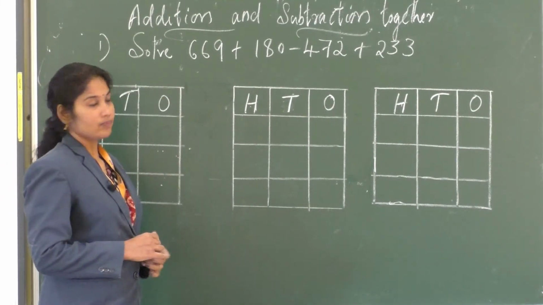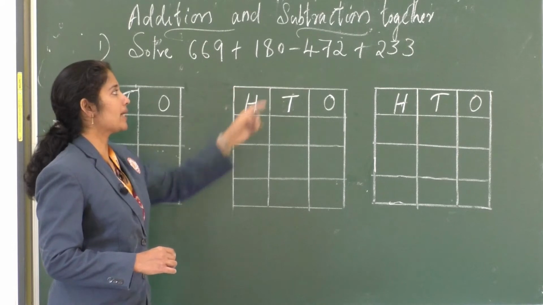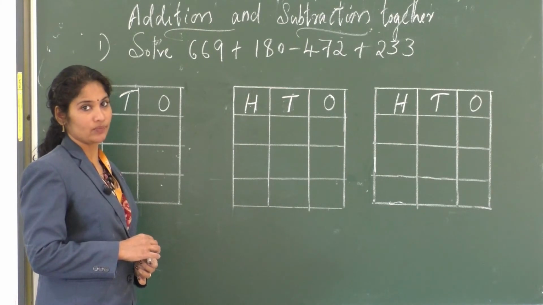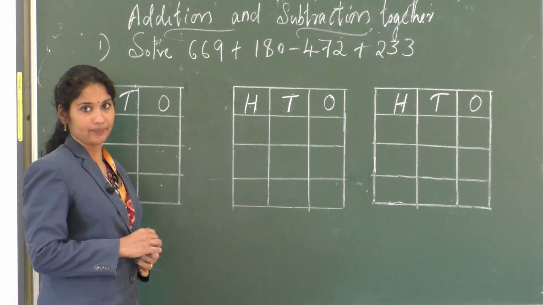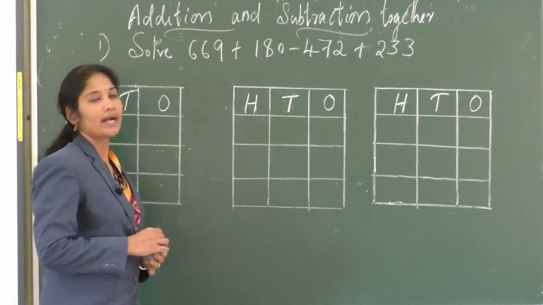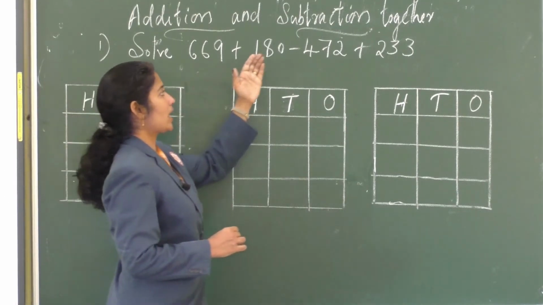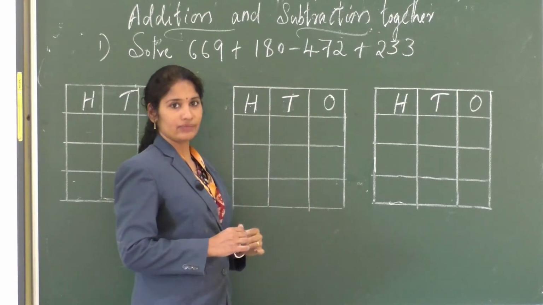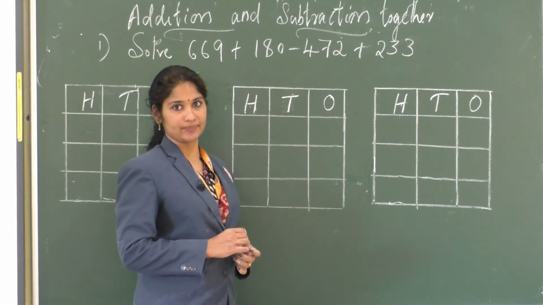Children, our next topic is addition and subtraction together. Let's take an example. Here 669 plus 180 minus 472 plus 233. Children, we have to start first from the left side. First we have to add 669 plus 180. We will get one sum. From the sum we have to subtract 472. We will get the difference. We have to add the difference to 233.